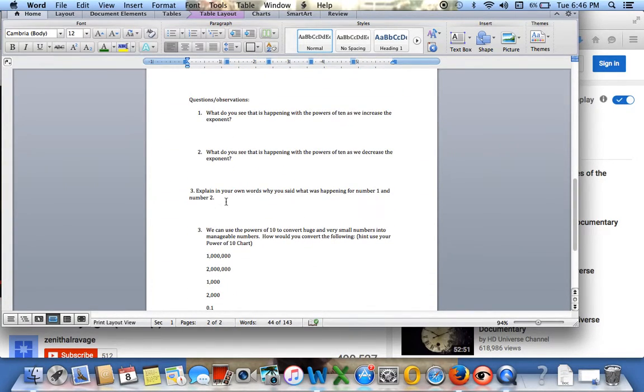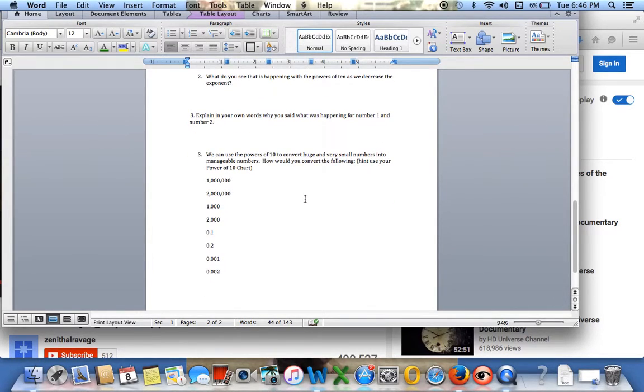Number 3 says, explain in your own words why you said what was happening in numbers 1 and 2. So if you told me something, explain to me why it was happening that way. What made you think that? Were we adding something? Were we subtracting something? Were we getting rid of something? Explain to me exactly what's happening in your own words. This is just a best guess. I want to see your observations.